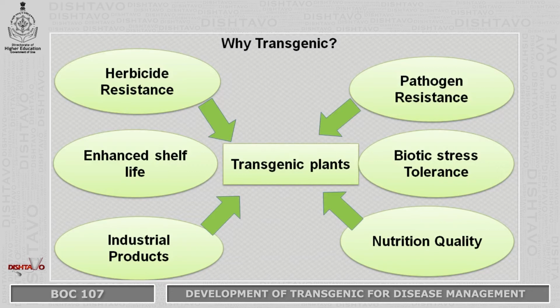When we say nutrition quality, certain varieties of soybean were transformed to improve the oil profile. Similarly, golden rice was produced, in which there was a high content of vitamin A. Coming to industrial products, they can also be improved. In the case of tomato, the shelf life was enhanced. Transgenics is also used to provide herbicide resistance.